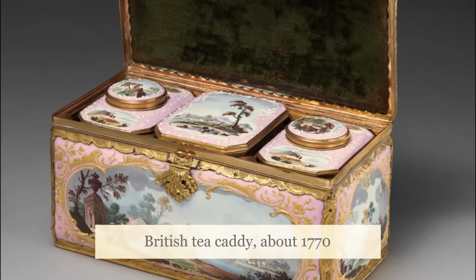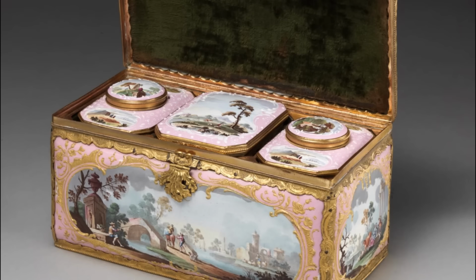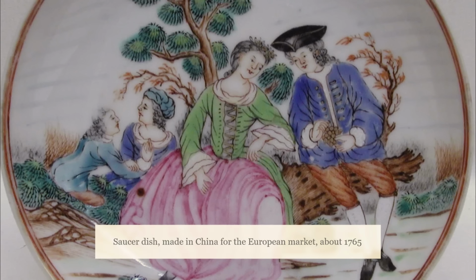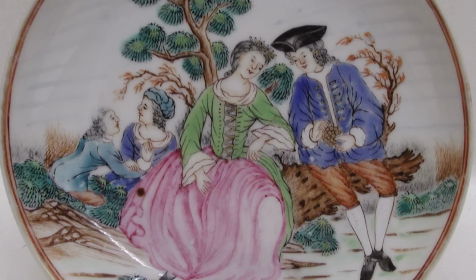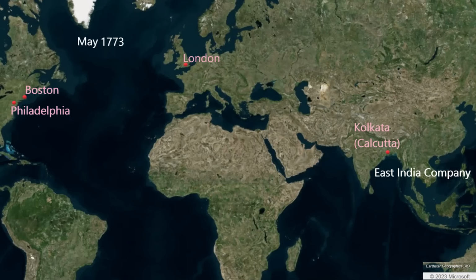So the East India tea will not be subject to all the duties that other tea products are subject to. Essentially, the East India Company can legally undersell all other tea markets in America. May 1773. In London, Parliament passes the Tea Act to support the East India Company. Company ships are en route to America. We will zoom back into the colonies.